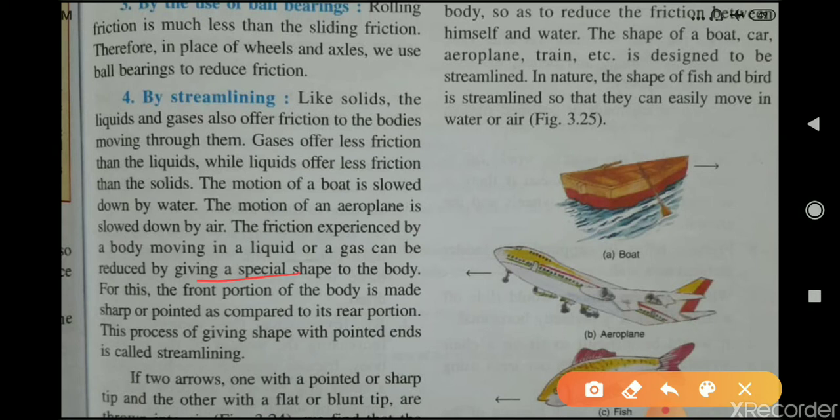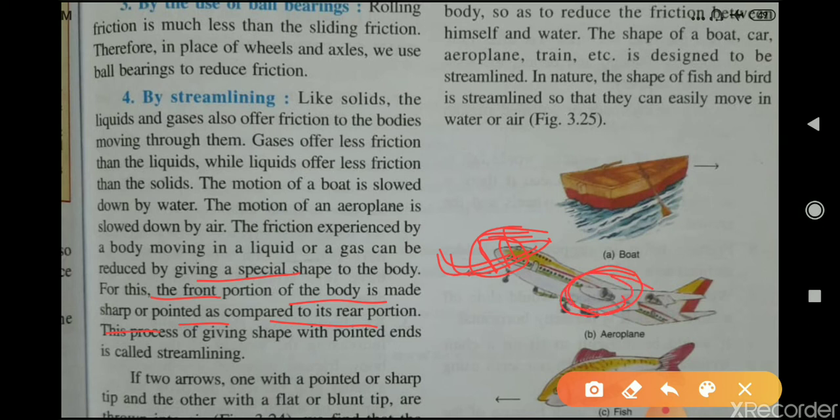streamline shape. For this, the front portion of the body is made sharp and pointed as compared to its rear portion. Means, in comparison to the rear portion, the front portion is made in a pointed form. As you can see here in this figure, in this figure the aeroplane is pointed from this side as compared to the back portion.